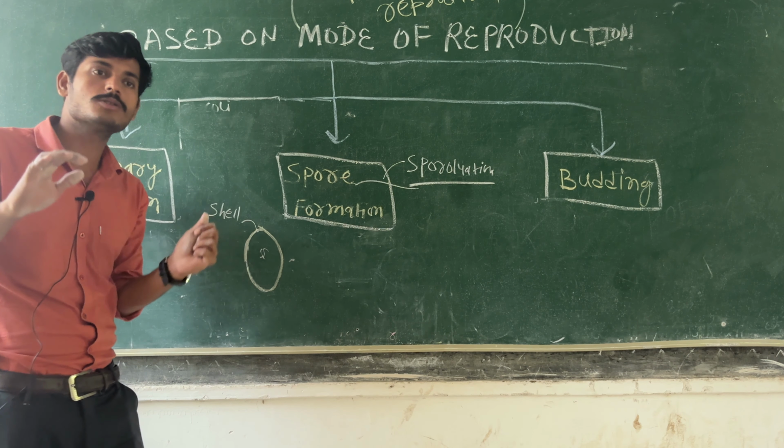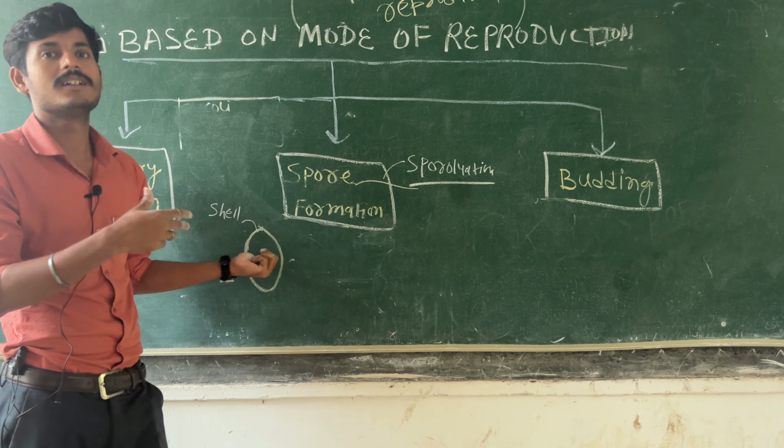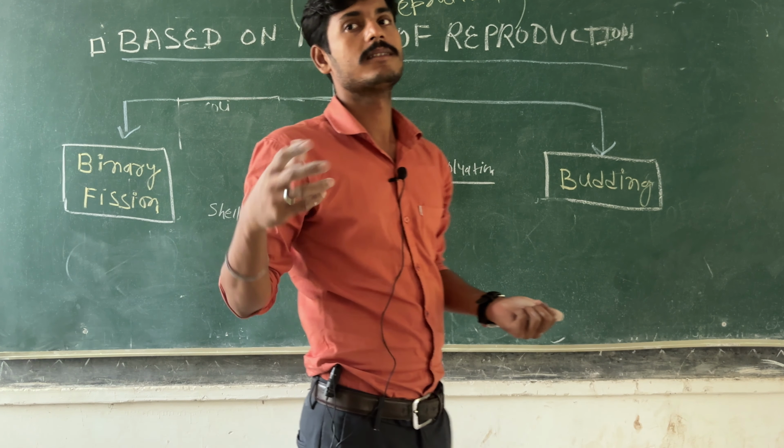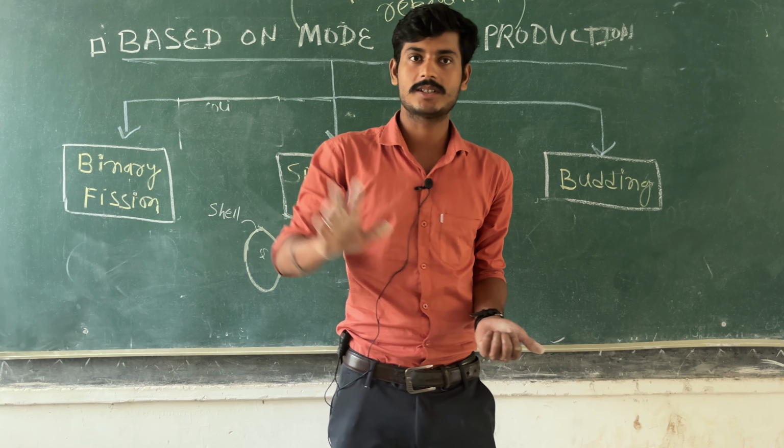As soon as the favorable situations come back, they will again change into the normal bacteria. So this is protective for the bacteria. It is not an actual mode of reproduction. They are not making this for the continuation of generation; they are making this basically for protecting themselves. Rather, it is a coping mechanism for the bacteria with their unfavorable situations. Clear?